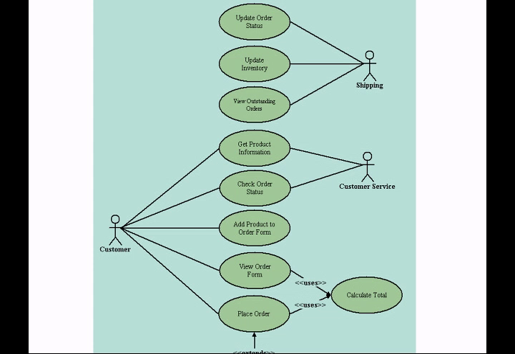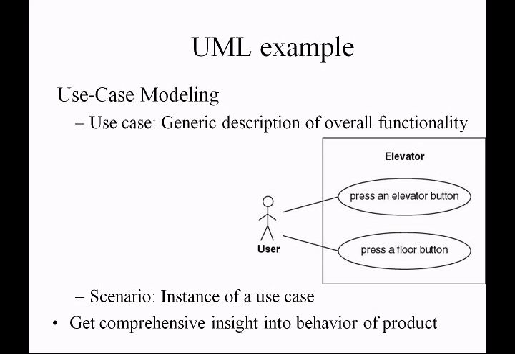Use case diagrams, though, can be much more complicated. And the other thing is there's usually more than just one person involved with the system. Back here with the elevator, the only actor is the user, the person who walks up to the elevator and wants to go to a different floor.